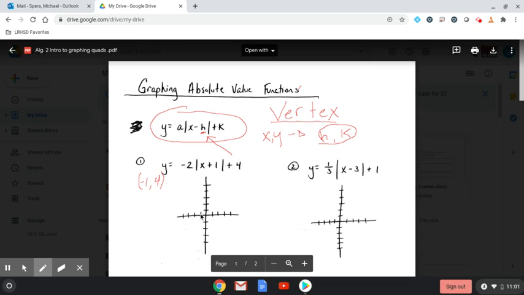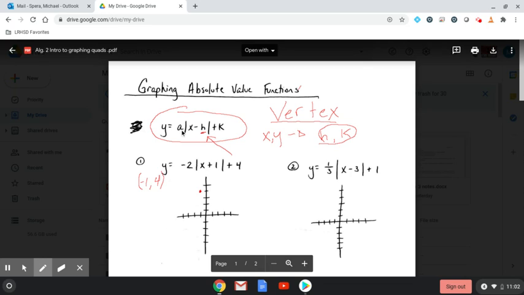We're going to go 1 to the left, and we're going to go up 4 and make a point. All right? So in other words, this function shifted 1 unit left and 4 units up. We went left 1 and up 4. All right, that's our starting point, h, k.